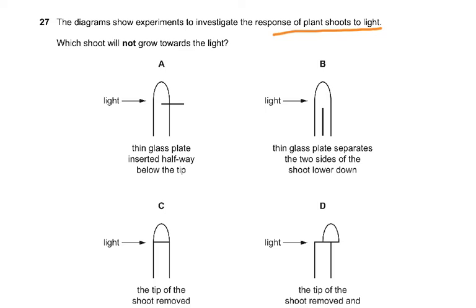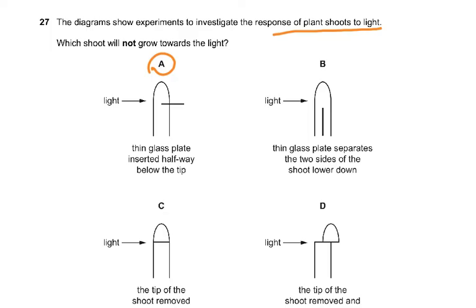So the answer to this is A. Why? Because they put a glass plate inserted halfway below the tip, so then the oxygen cannot move downwards. The rest of them will grow, but will not grow towards the light.